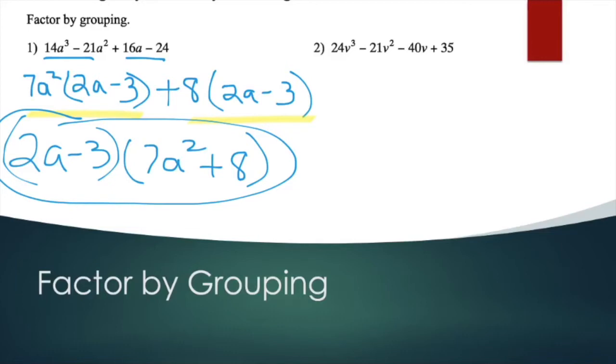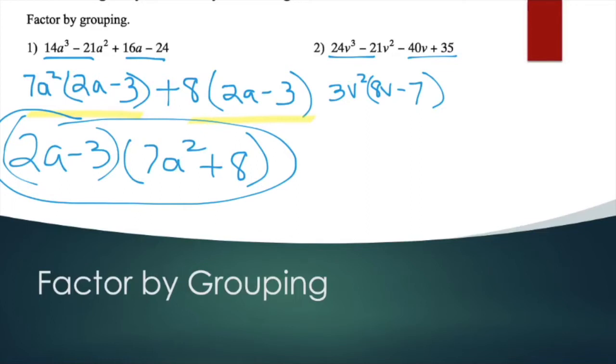Let's do number 2. Remember, I'm going to factor by grouping, so I'm going to group the first 2 and the last 2. What do I take out of 24v to the third and 21v to the second? 3v to the second. What do I have left when I take that out? 8v minus 7. Please verify that. I agree.